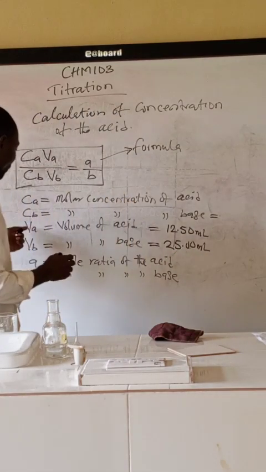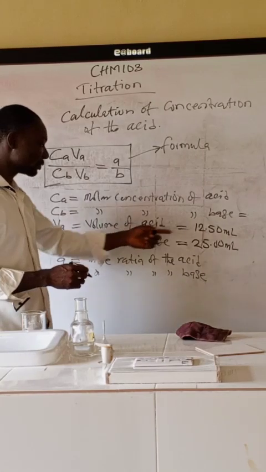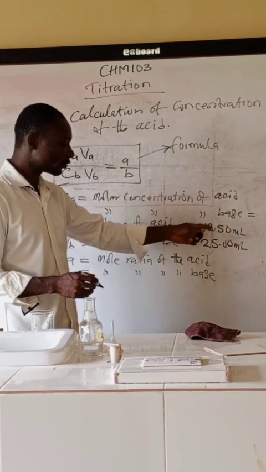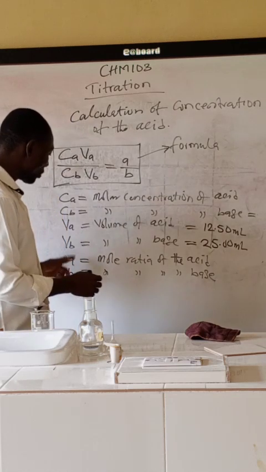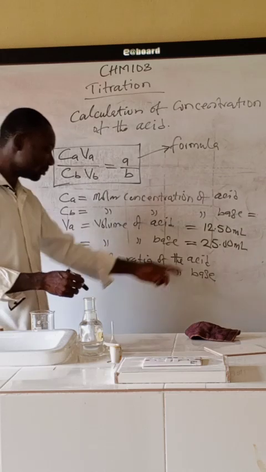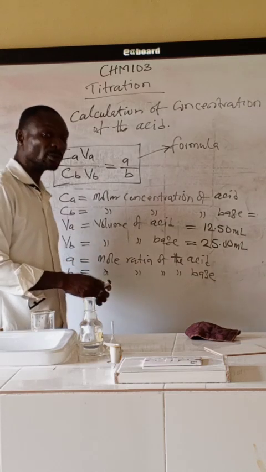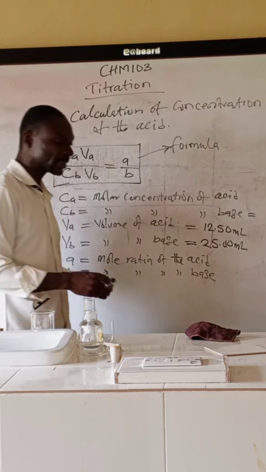Now, the volume of acid used, what is it? Your average titer volume is 12.50. Now, the mole ratio of the acid and the mole ratio of the base, which is A and B, is gotten from the balanced chemical equation of the two reactants.